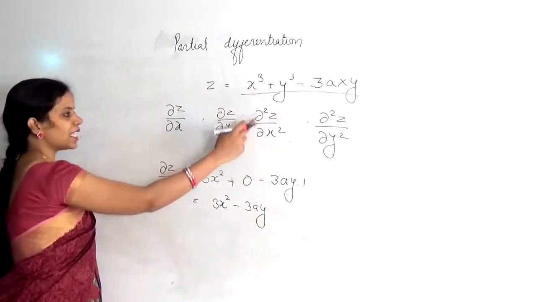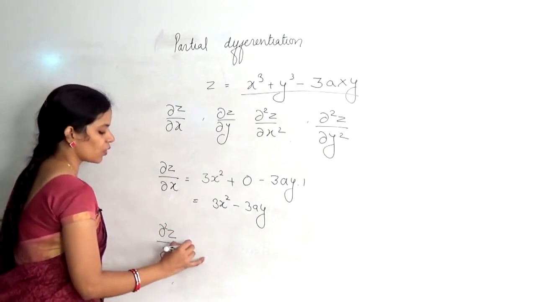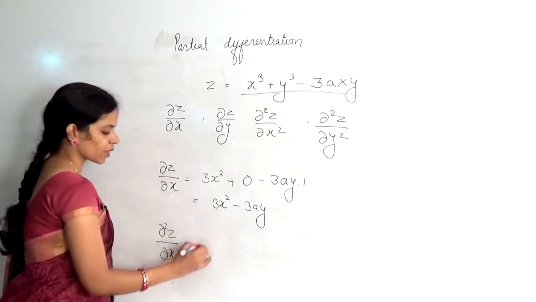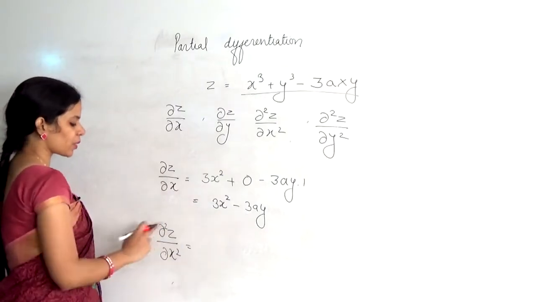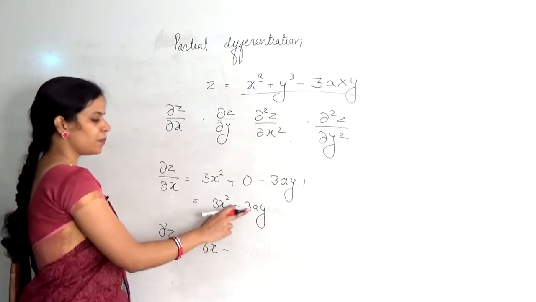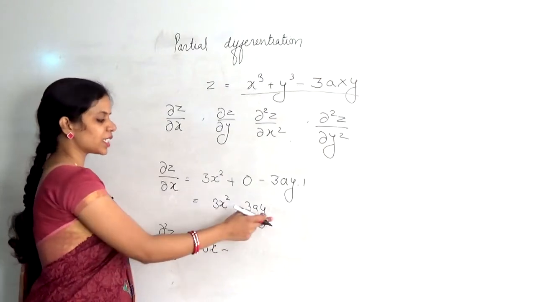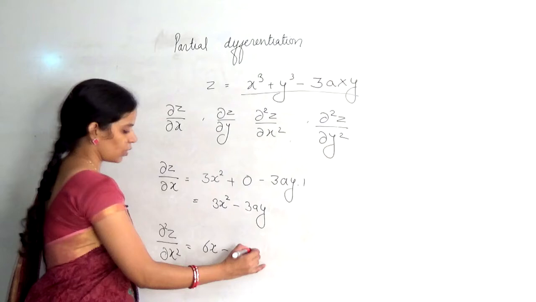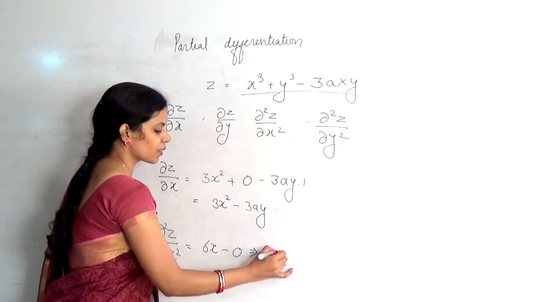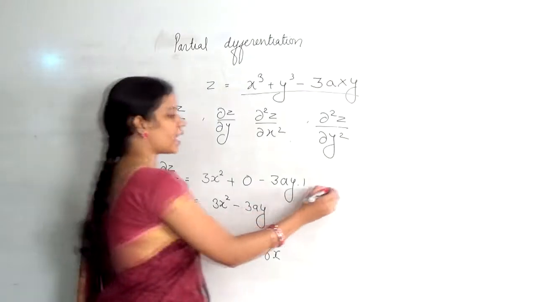If we have to find del square z upon del x square, we will again differentiate this with respect to x by keeping y constant. Then if we differentiate this with respect to x, we get 6x minus 3ay, where we are keeping y constant. If we differentiate this term, we get 0. So we get del square z upon del x square equals 6x.